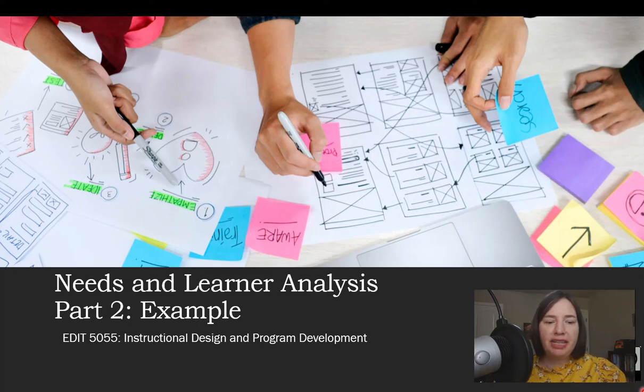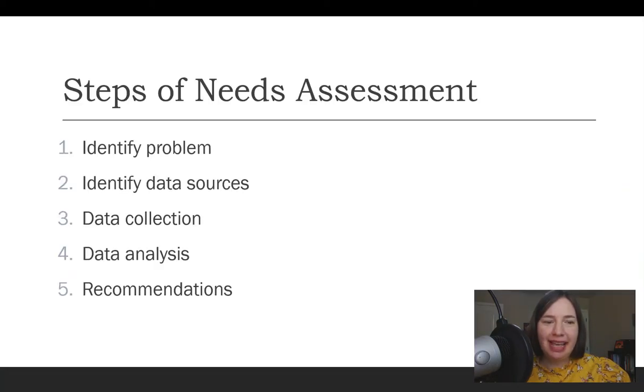All right, welcome to Needs and Learner Analysis Part 2. This time I'm going to give you an example of needs and learner analysis and how it affected the framing of a design. So remember, when we do a needs analysis or a learner analysis, it falls under very similar steps here. We identify some problem, find data sources, collect them, analyze them, and then make some type of recommendation.